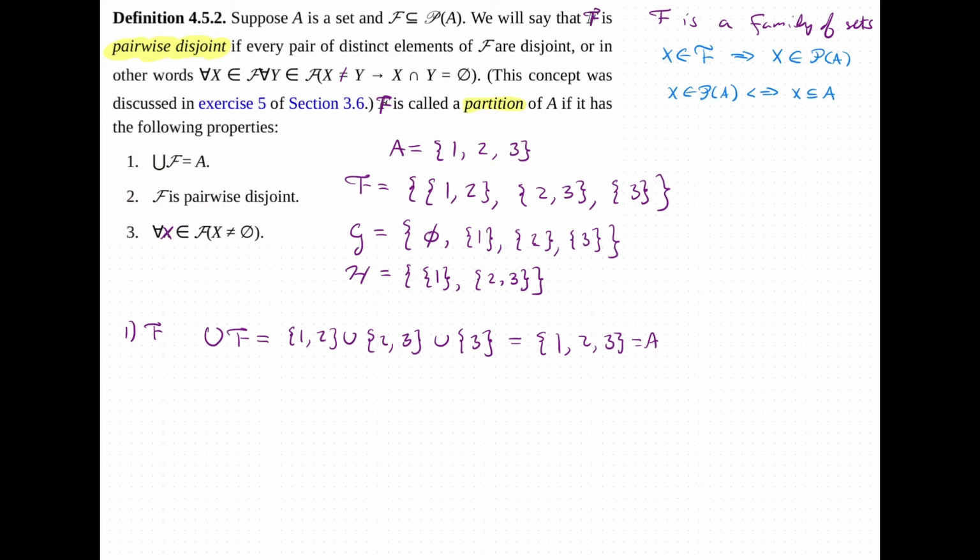To be pairwise disjoint, we have to consider every set in F such that x is not equal to y, and we must satisfy that x and y are both disjoint. But that's a problem, because if we take {1, 2} and intersect it with {2, 3}, we are going to get back the set containing the element 2, and therefore this here is non-empty. And so now this fails. So F is not pairwise disjoint. And so it is not a partition.